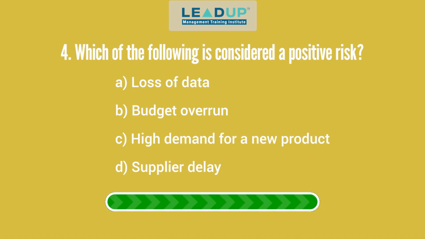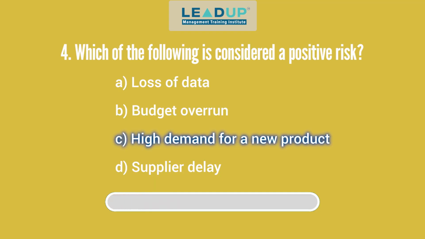Question 4. Which of the following is considered a positive risk? A. Loss of data. B. Budget overrun. C. High demand for a new product. And D. Supplier delay. Answer: high demand for a new product.